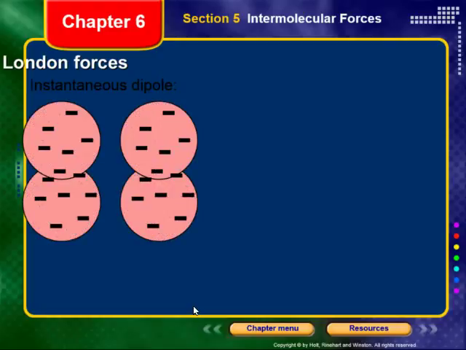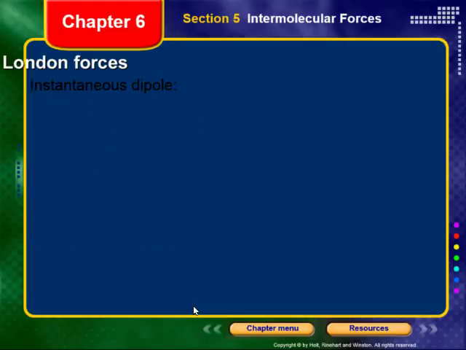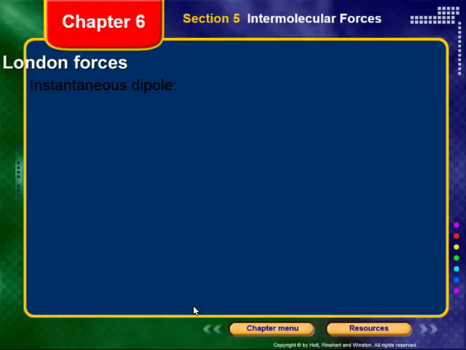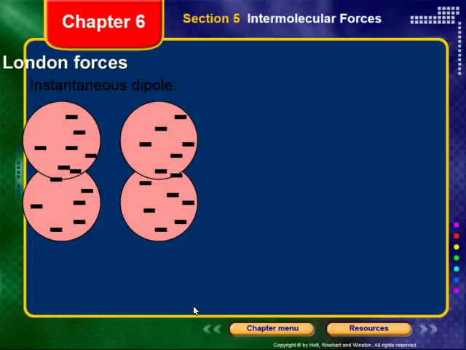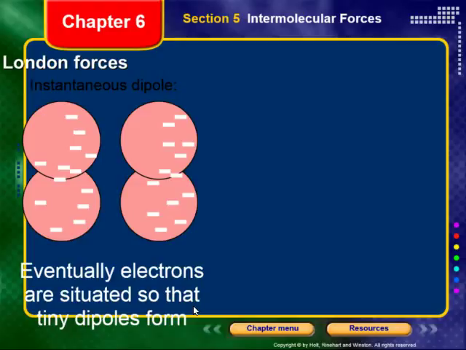Now, we have what we call instantaneous dipoles. We have all these electrons spread out, and they're just moving. Now, if they randomly, just for an instant, eventually, as those electrons are moving around that nucleus, electrons are situated so that a small dipole forms.